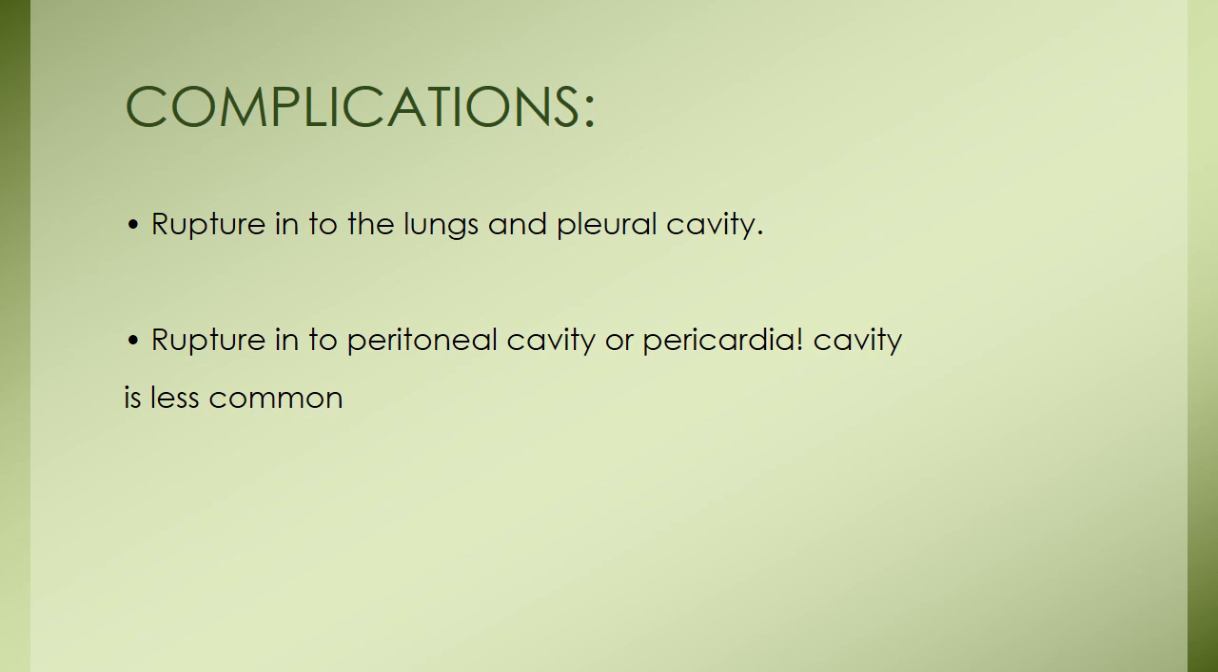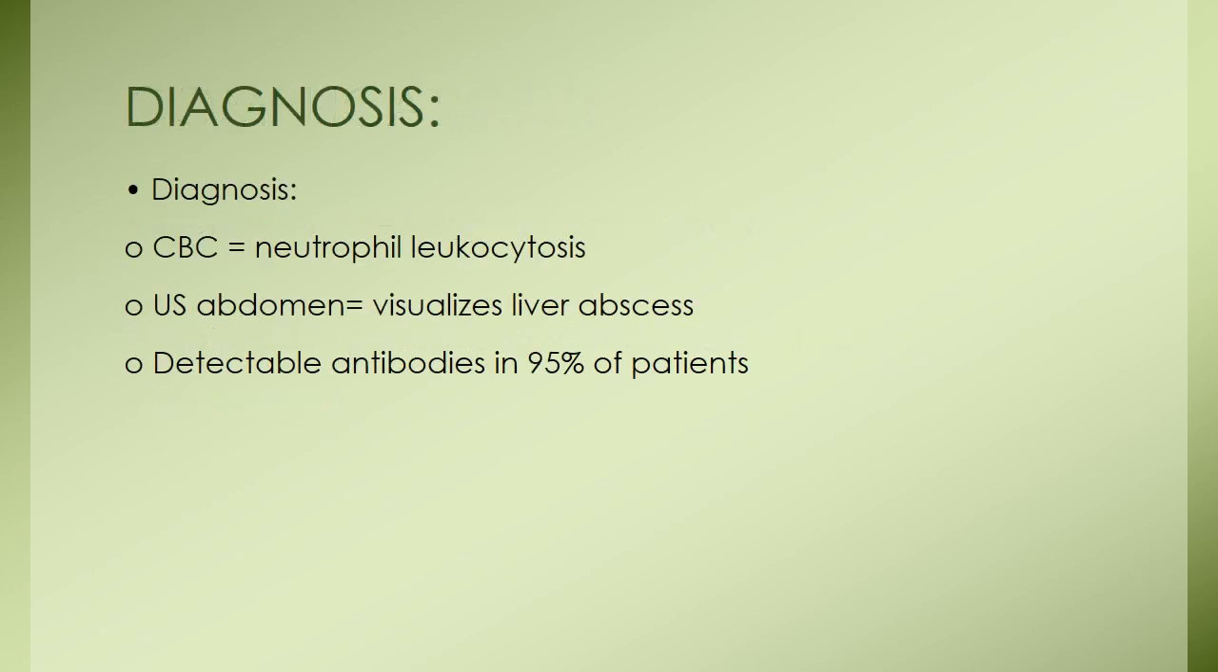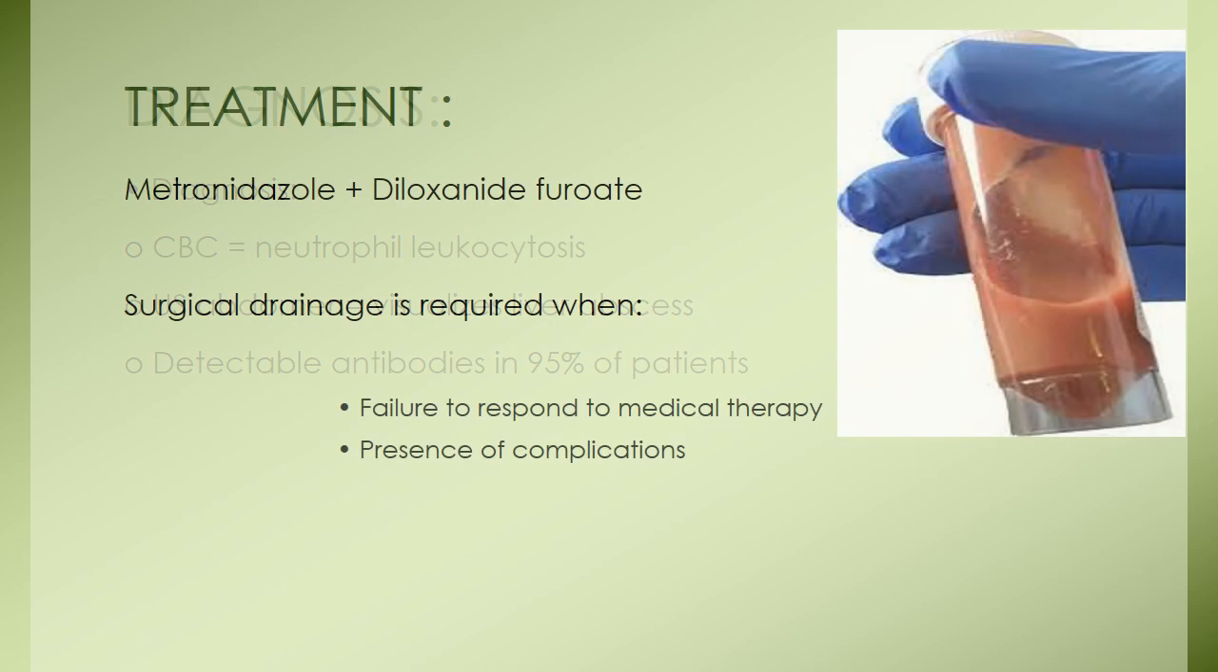So what happens is, when the abscess in the liver ruptures, it crosses the diaphragm and enters into the lung or pleural cavity and causes infection over there. The rupture into the peritoneal cavity and pericardial cavity is less common. On complete blood count, there will be neutrophil leukocytosis. Ultrasound abdomen can visualize liver abscess. There will be detectable antibodies in 95% of the patients.